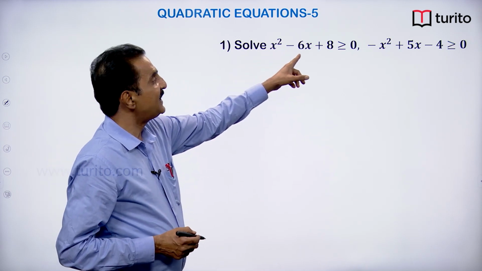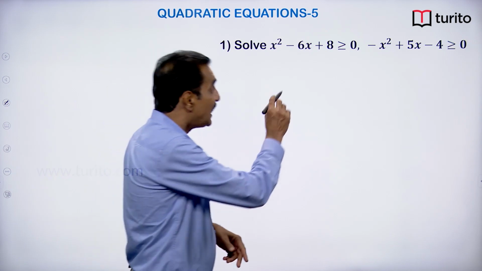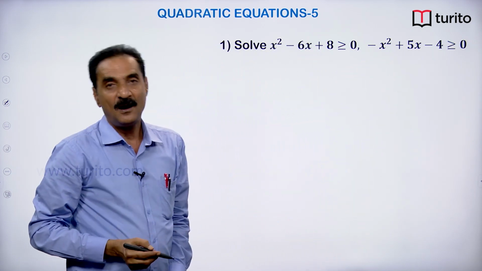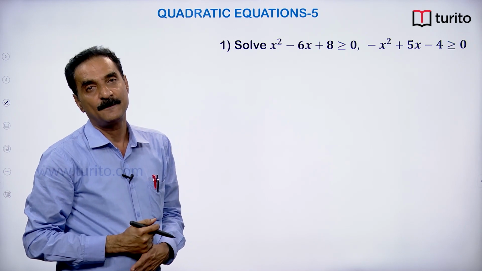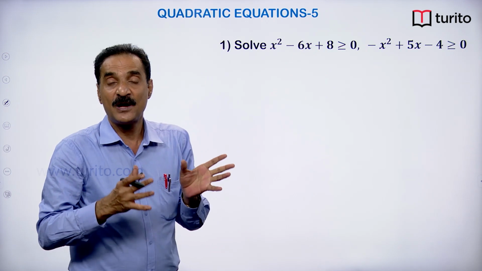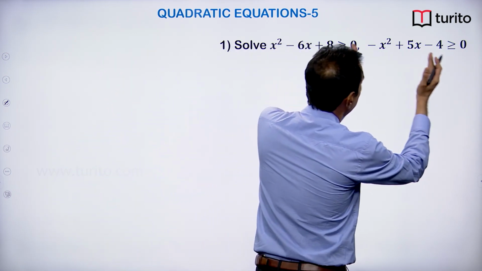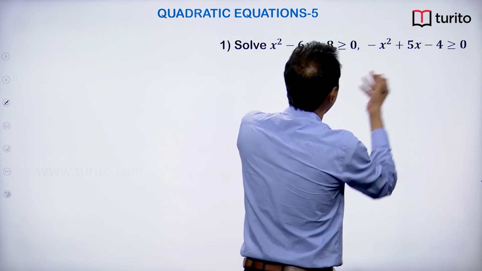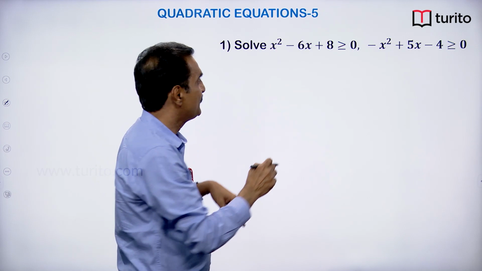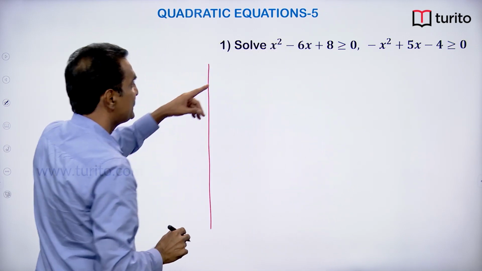Solve x square minus 6x plus 8 greater than or equal to 0, comma, minus x square plus 5x minus 4 also greater than or equal to 0. When two inequalities are given, we have to find the common interval. This inequality will have a solution, and this will have a solution, but both must be true, which means we have to take the common interval of the two solutions. Let us solve separately.